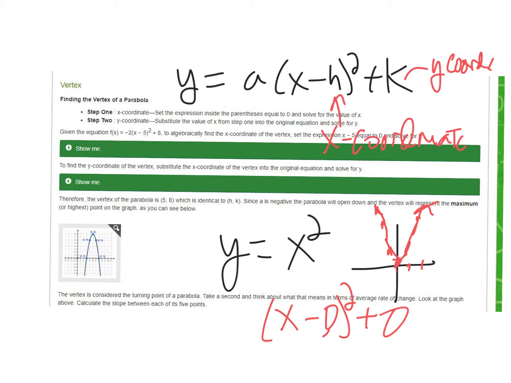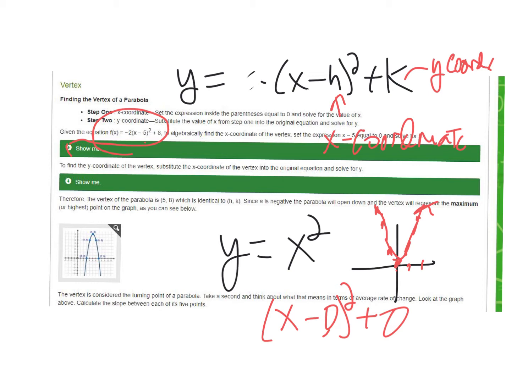I mean, why would you do that if it's 0? But you can. So this one here, find the vertex of that equation. Well, they walk you through this example of setting it equal to 0 and solving for x. Well, that's really what you're doing.